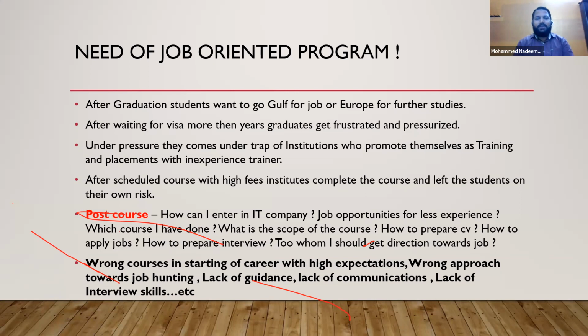So, wrong approach at the start of the career with high expectations, wrong approach to job hunting, lack of guidance, lack of communication. These are the common problems which I have seen in the students.